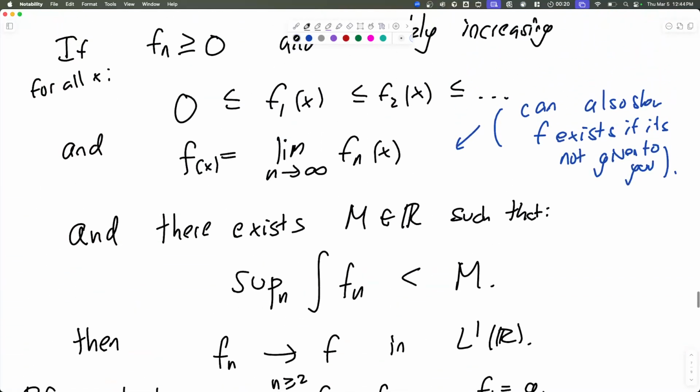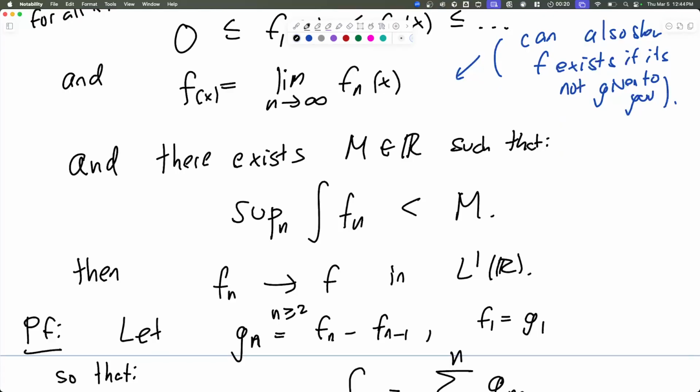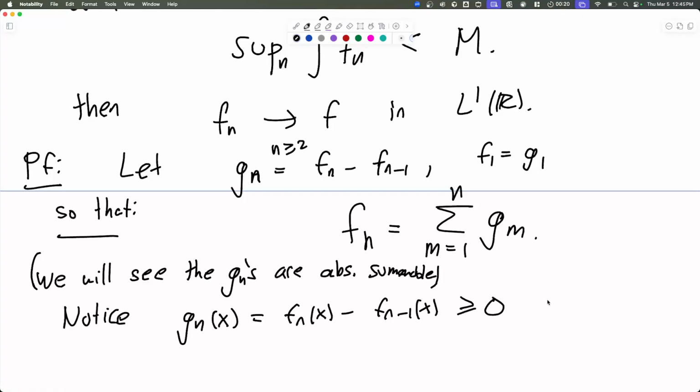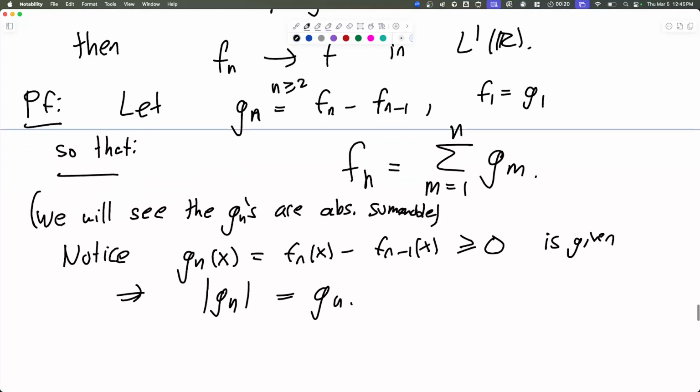Let's scroll up. What do we know about the f's? It's always positive. Very good. So because the f's are increasing, the g's are always positive. So notice Gn of x equals Fn of x minus Fn minus 1 of x is greater than or equal to 0, and therefore the absolute value of Gn equals just Gn, right? So the Gn's are absolutely summable. That's the same thing as saying the Gn's are summable. The Gn's are summable because their sum equals f.